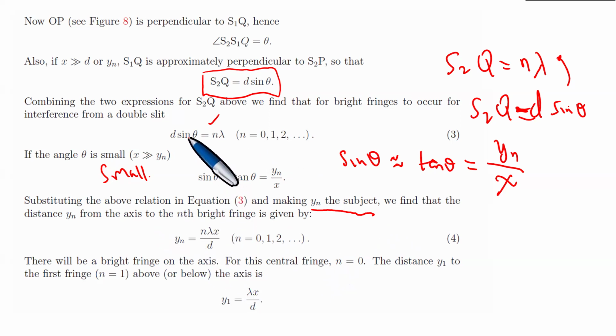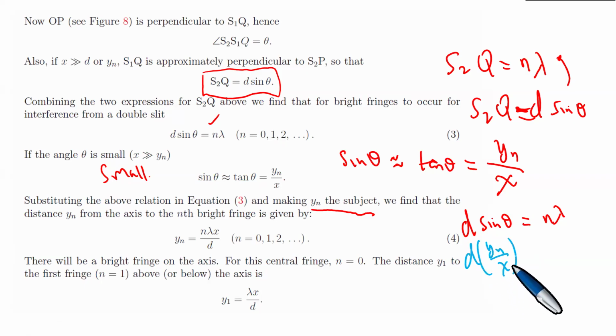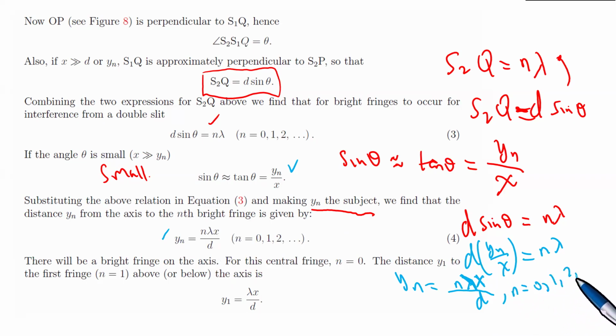So now, d sine theta becomes n lambda. What is the sine theta? Well, I want us to discuss this theory a little bit so that we can understand this. In that diagram, the tan of theta is yn over x, so d yn over x is equal to n lambda. Making yn the subject, if you cross multiply, it becomes n lambda x, and then we divide by d. This is the formula we get for yn, for n equals 0, 1, 2, and so on.